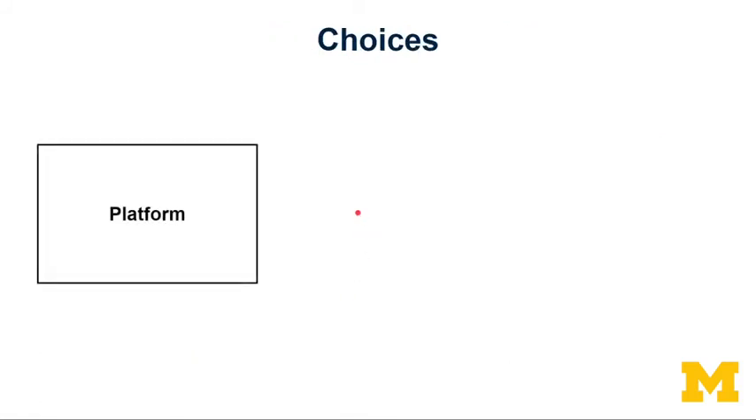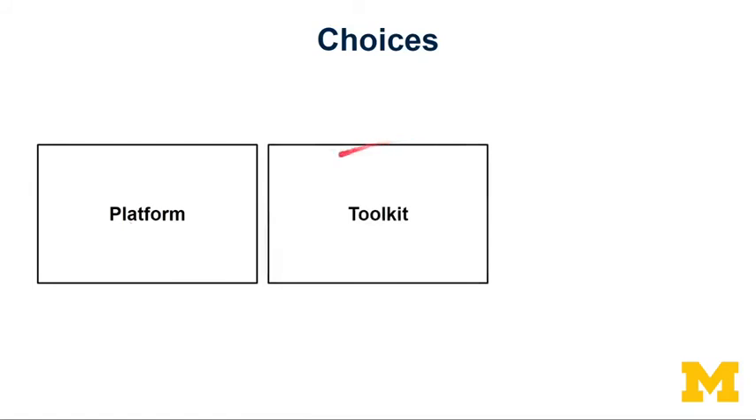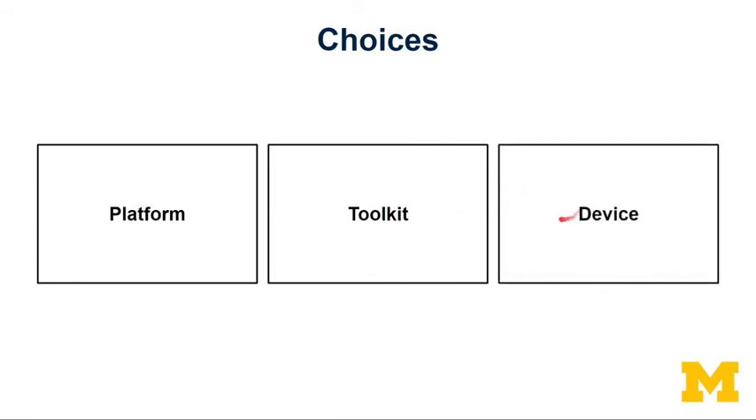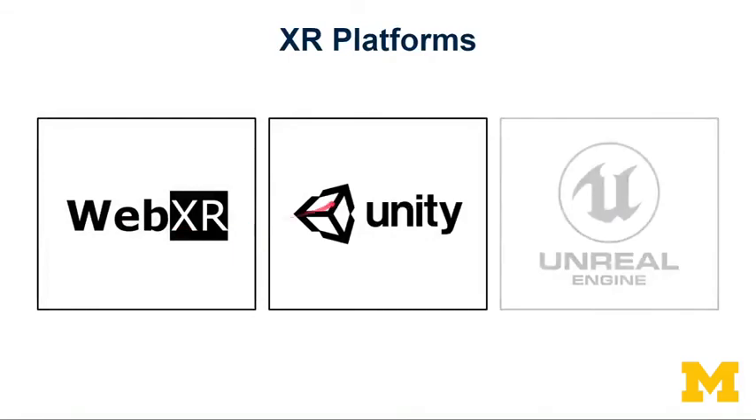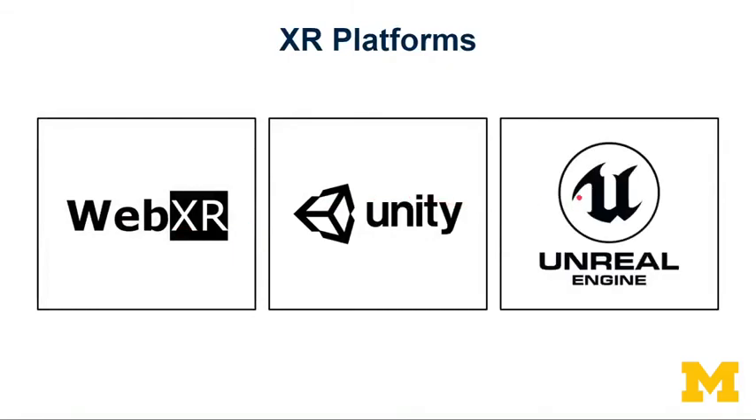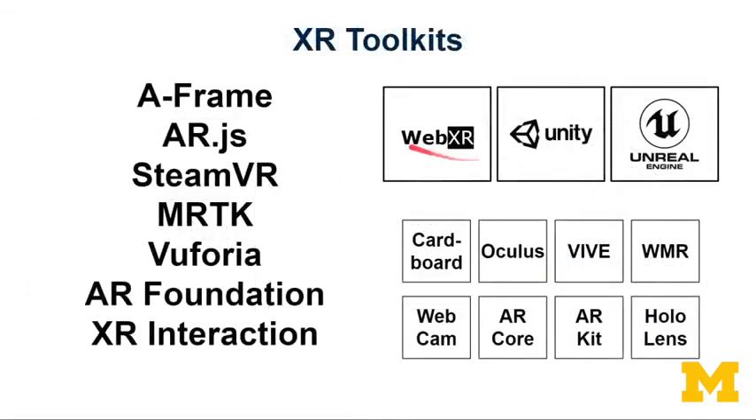At the highest level, you have a few choices to make. You choose the platform: WebXR, Unity or Unreal are the platforms that I think we should be working with. You choose a toolkit, and I'll have a little more information on that in the respective lectures. And you choose a device, essentially two devices, one for VR and one for AR. On the XR platform side, WebXR, Unity, Unreal, those are our main platforms. Then it's a toolkit question, because I don't want you to start from scratch.